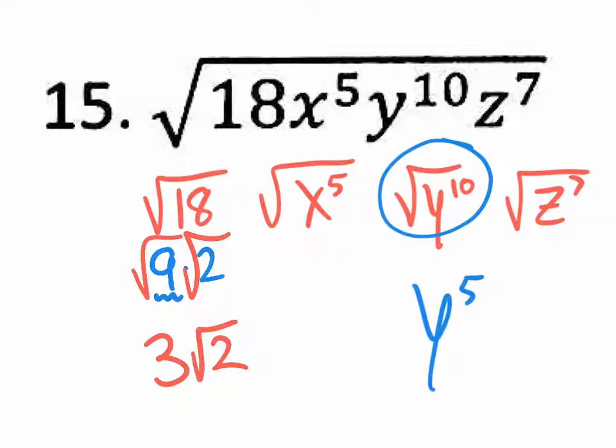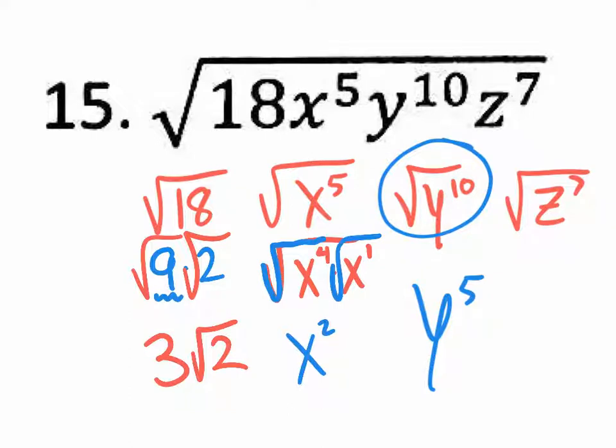For the x to the 5th, I need to rewrite it as what? X to the 4th times x to the 1, right? Perfect. That way, when you split it, I'm just going to do it right here. Split it, the square root of x to the 4th is what? X to the 2nd. You simply divide it by 2. And the square root of x is what? The square root of x, right?